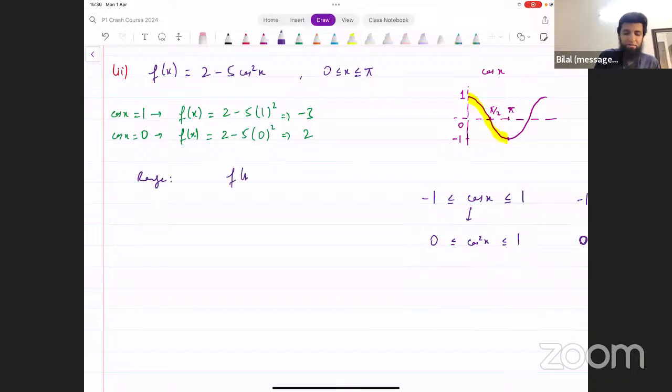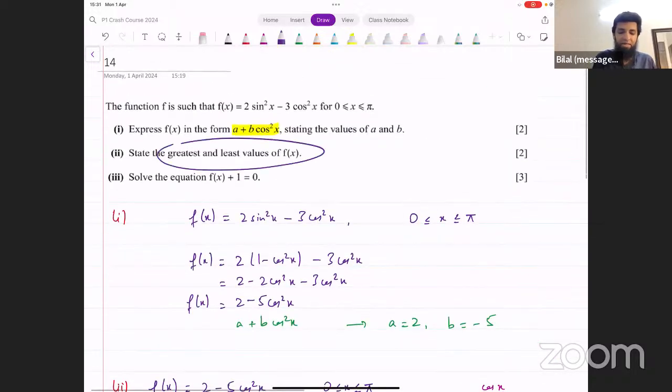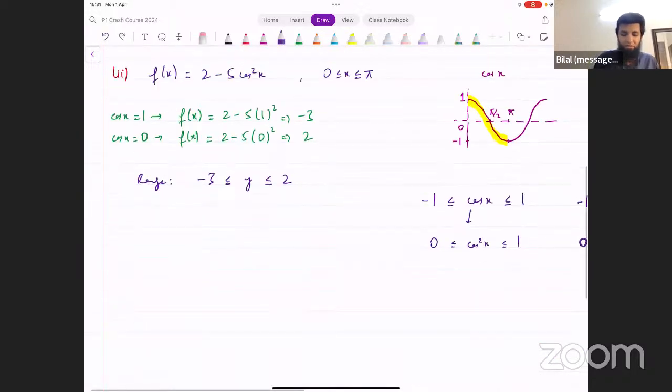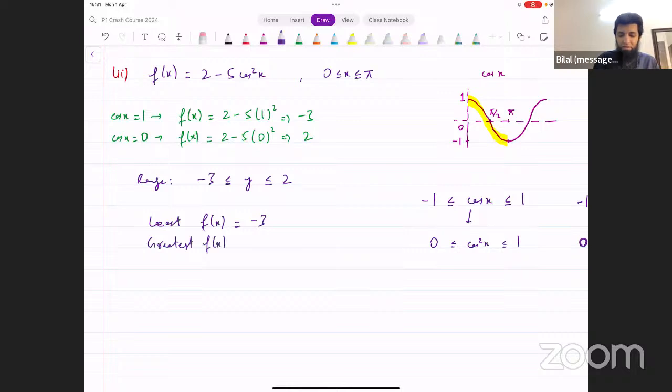Range of f of x or y, what is that? You'll say y is between minus 3 and 2. In fact, they were asking us for the greatest and least values of f of x. So you can say the least value of f of x is minus 3, and the greatest value of f of x will be 2. Okay.